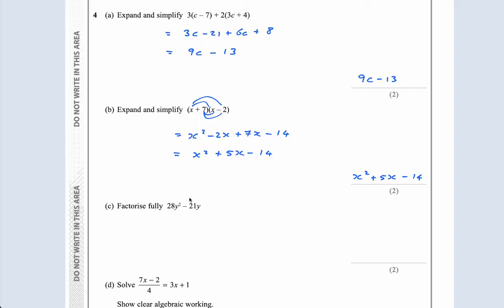Question C. Factorize fully this. So we need to take out the highest common factor of 28 and 21, which is 7. I then need to take out a y from each because there's a y in each term. And then I need to say, what do I multiply to give me this? Well, it's 4 to give me the 28. 4 times 7 is 28. And another y to give me the y times y equals y squared. And then this guy, I need a minus 3 to give me the 21. And that's it because I have the y. So that's all I need to write. It's 7y into 4y minus 3.